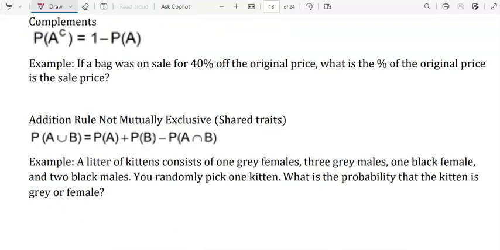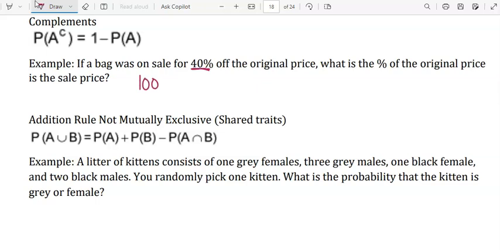Let's look at complements. The formula for that is the complement of A is equal to 1 minus A. For something to be a complement of something, those parts equal a whole, 100%. Example, if a bag was on sale for 40% off the original price, what is the percent of the original price is the sale price?